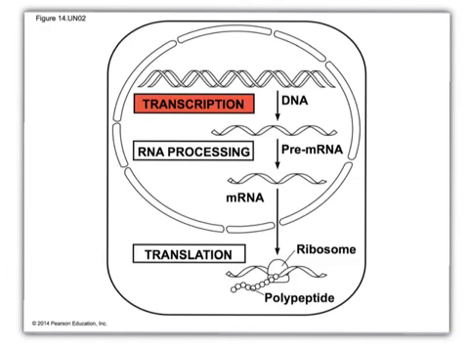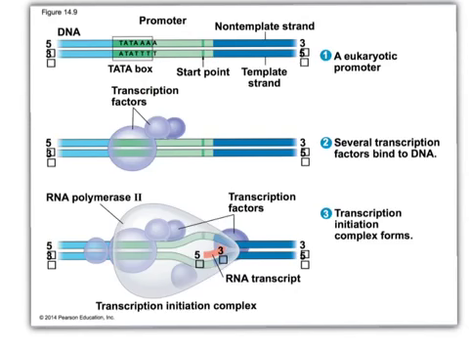All right? Here's your Tata box. All right? So you have TA, TAA, whatever it might be, upstream of the start point. And then you have your template strand. That's a eukaryotic promoter. All right?